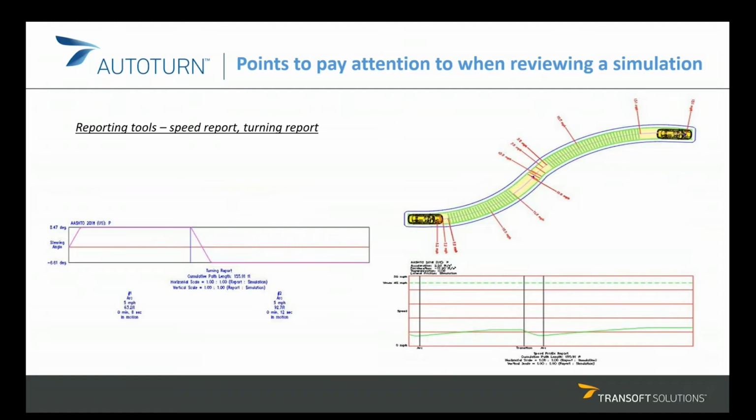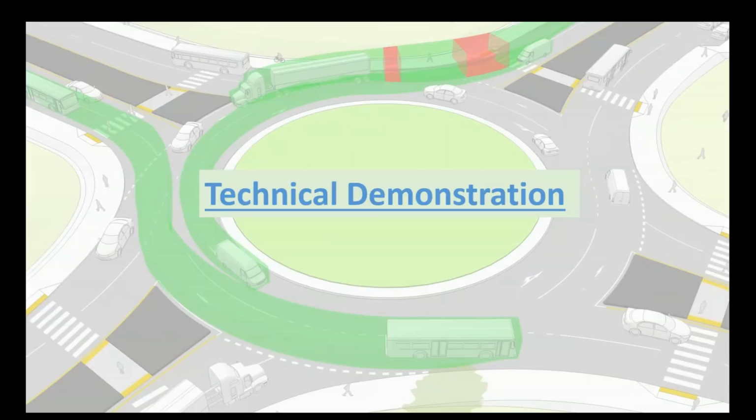Last is using the report tool. So if a vehicle maneuver through a roundabout or an intersection is analyzed, it will be best to display a speed report for the path to make sure that the analysis is done with the right speed throughout. So with that, let's jump on to our technical demonstration to see and understand these mentioned points better.